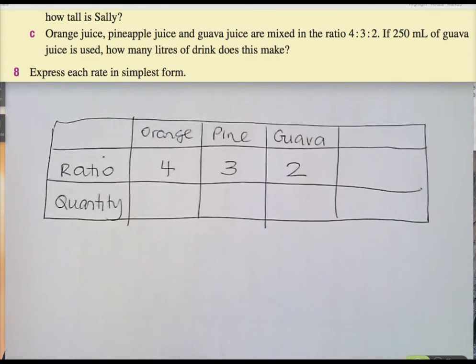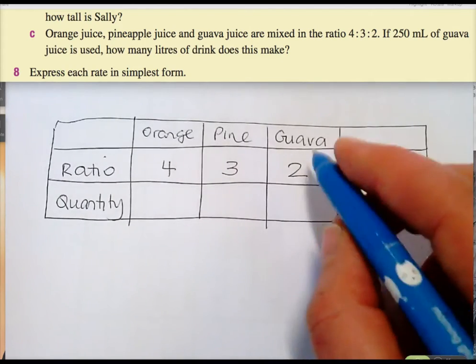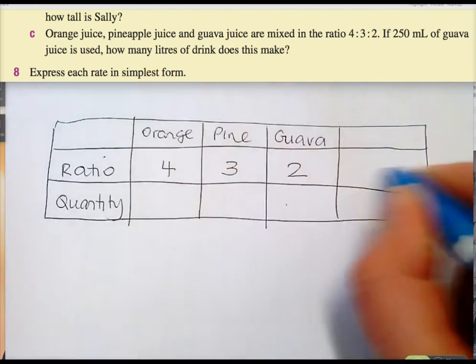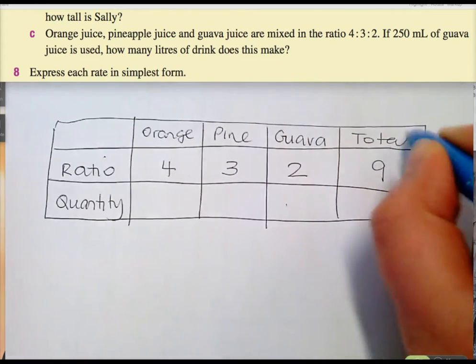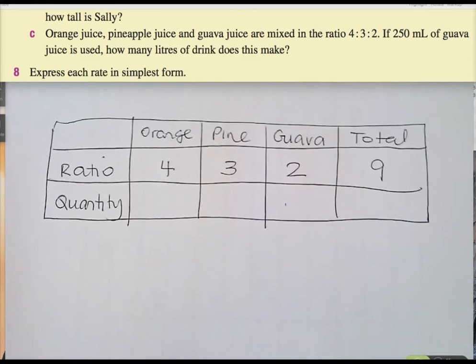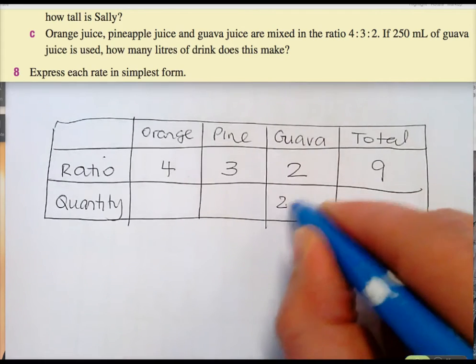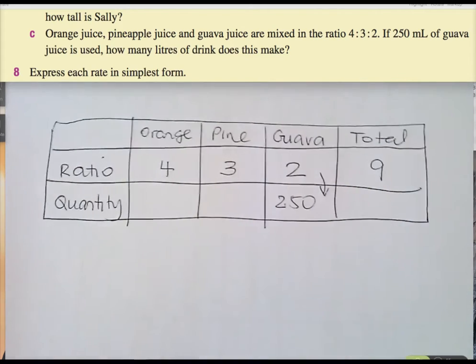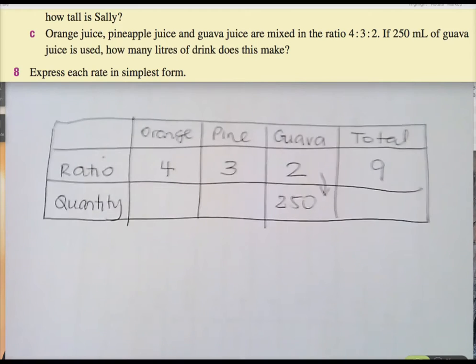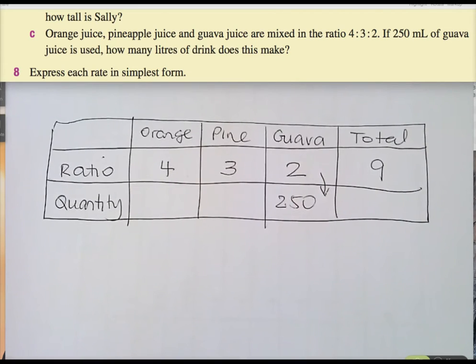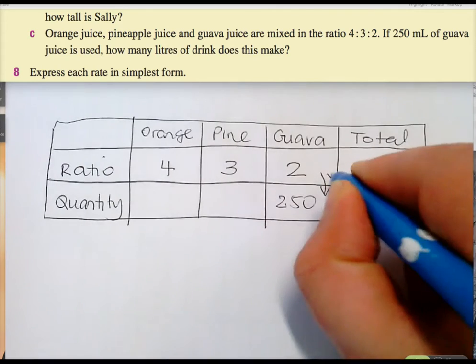Where do I put the 250? I put 9 here for total. But where do I put the 250 if 250 mils of guava is used? We got the same number. 2 times what is 250? Now we can't do that, so we've got to divide it by 2. 125. So basically it's times 125.